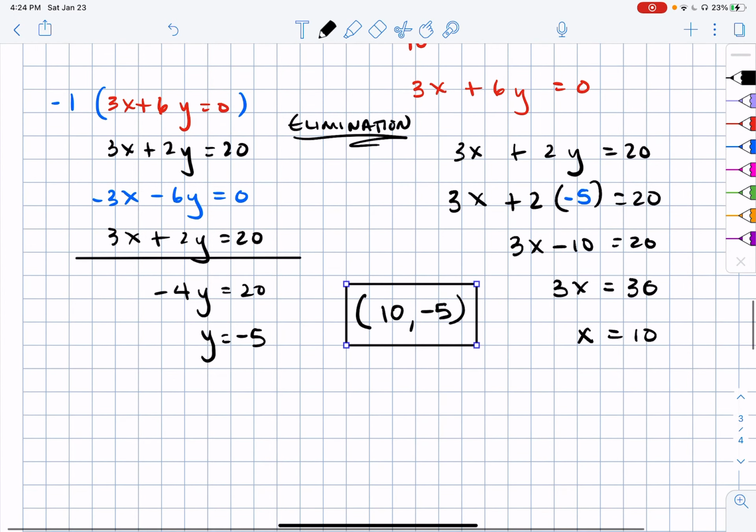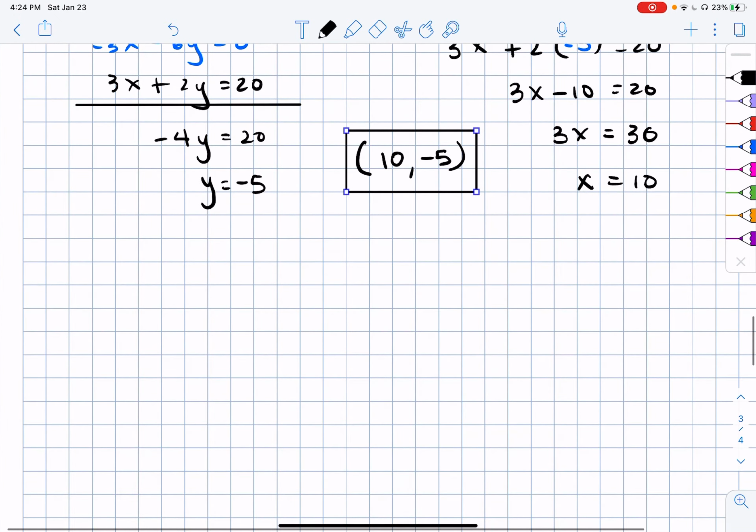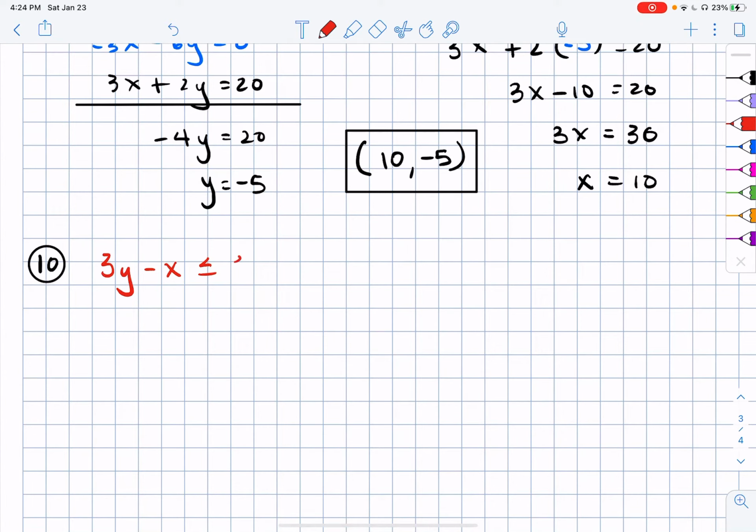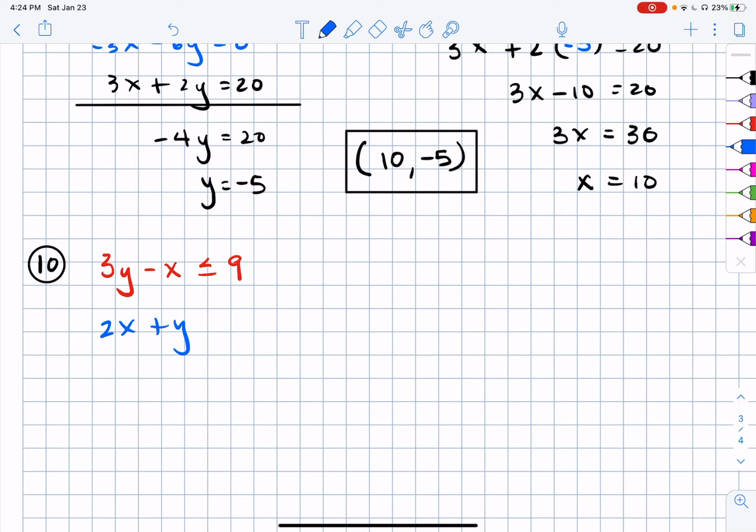All right. So that's number 9, and on to our last one, number 10. Number 10 gave me three things here. I got 3y minus x is less than or equal to 9. I have 2x plus y is less than or equal to 10. And I also have y is greater than or equal to 0.